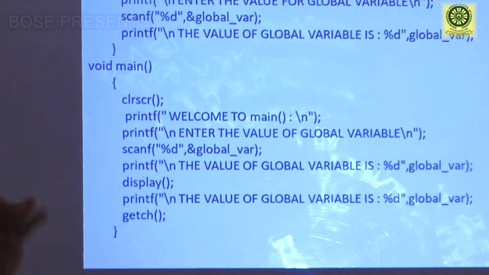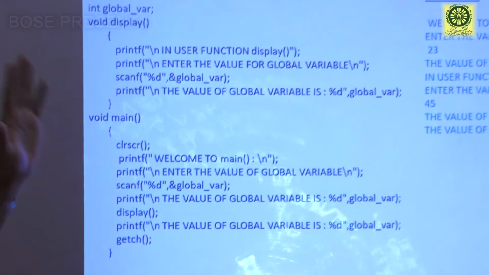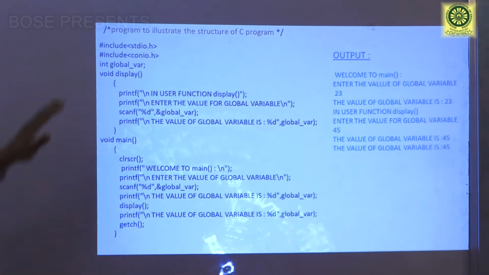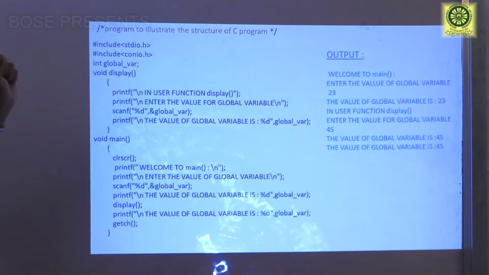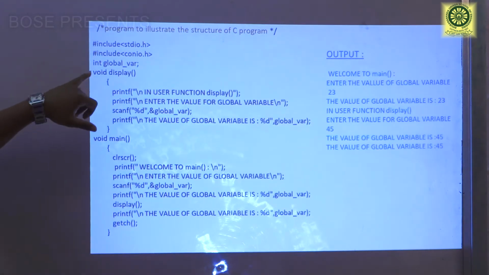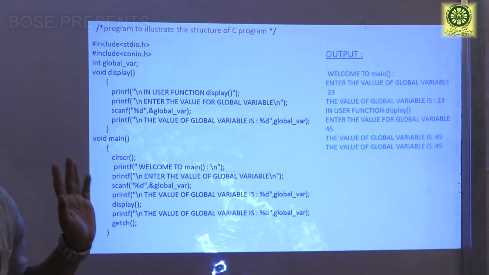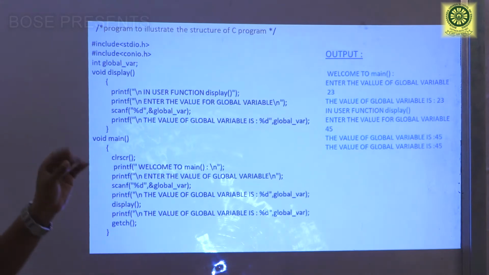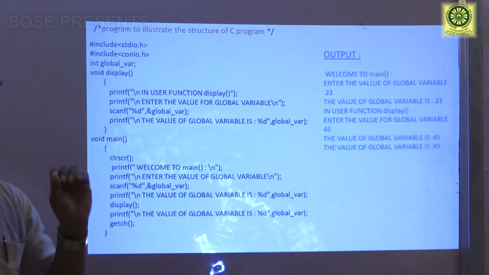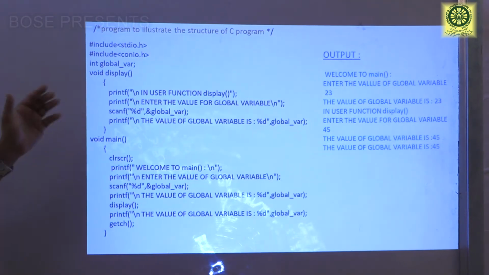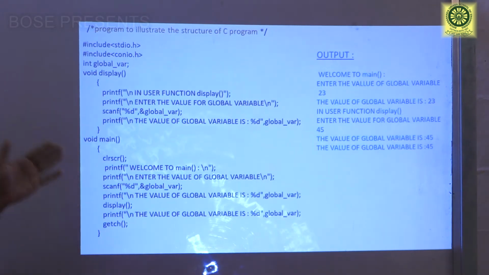Why is it known as a header file? Due to its .h extension, and stdio stands for standard input output. Then in the next line I have included conio.h. The conio.h is the console input output header file. In a header file, the prototypes of predefined functions are declared, the predefined functions which are going to be used in our program.